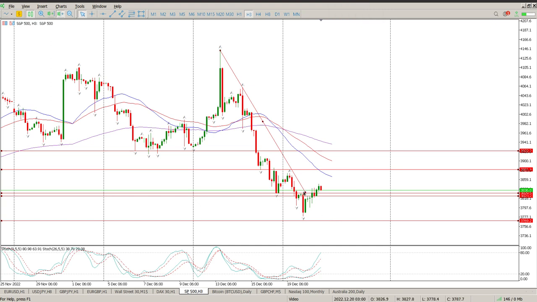So if I extend the trend line like that, you'll see what I mean. So a retest down here would retest this trend line. So that is the bearish case, which is on the higher time frames.